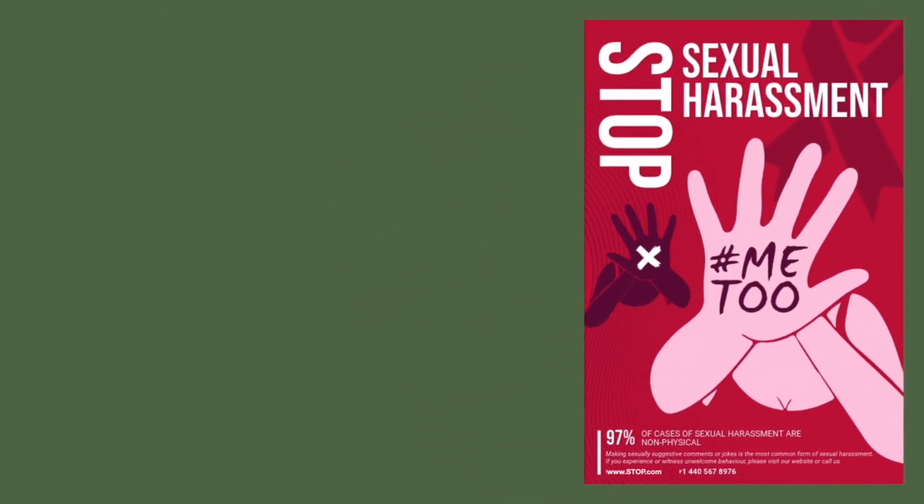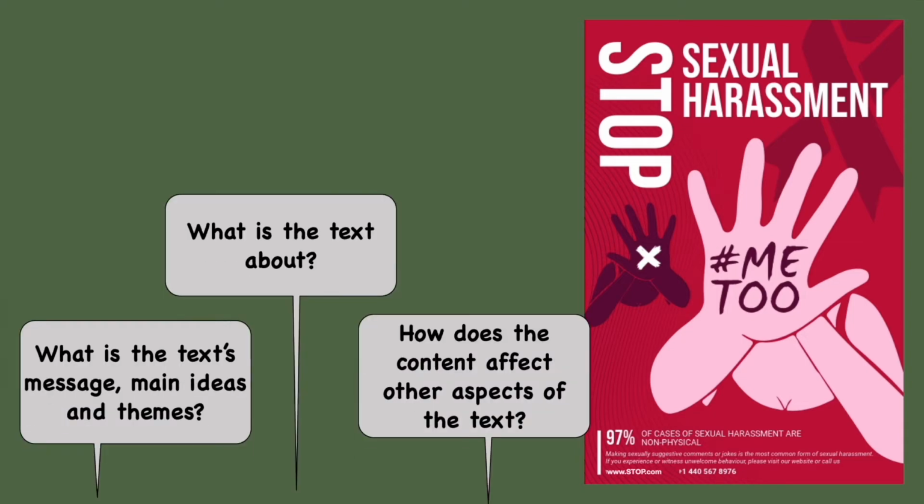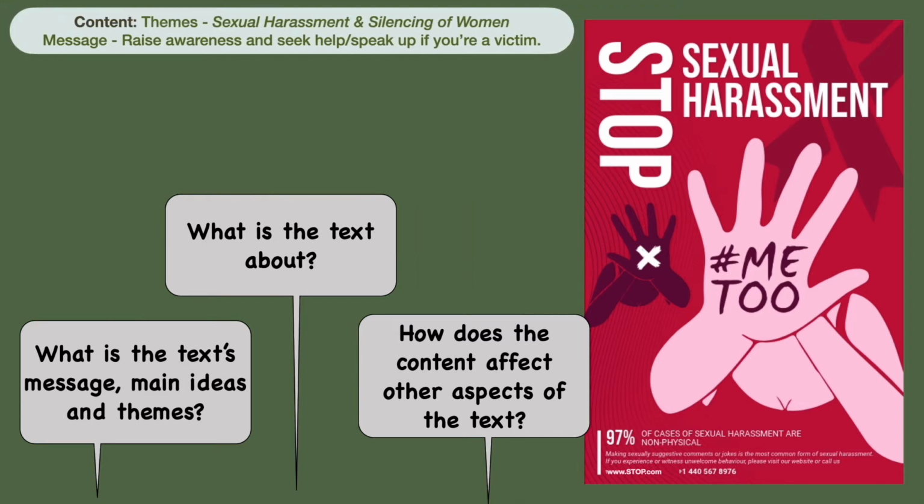Let's follow CLAPSTONE. The first thing, C, is content. So I might ask myself these questions again. Upon thinking about these questions, I might come to the conclusion that the content contains some themes, such as sexual harassment, which is obviously portrayed in bold writing at the top of the poster. It's about silencing women. There's this hand up. There's a cross in front of the hand. They don't have any identity here.